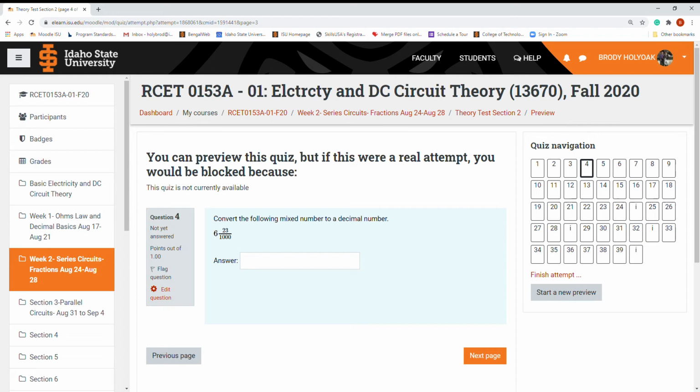Okay, converting fractions into decimals. So we have 6 and 23 thousandths. So that value is going to be 6 point what? 023. Because remember, tenths, hundredths, thousandths. We have 23 thousandths. Any questions?